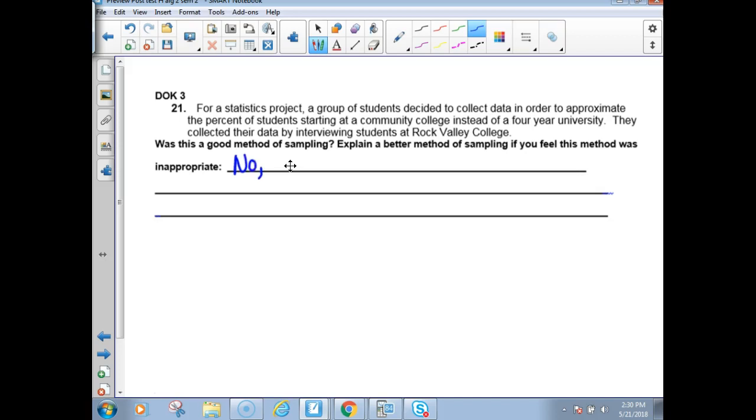No, Rock Valley is a community college, right? Well, they do have some four-year programs now, but it's a two-year college, basically. So that's maybe your explanation of why it's not a good sampling method. Then it says explain a better method.